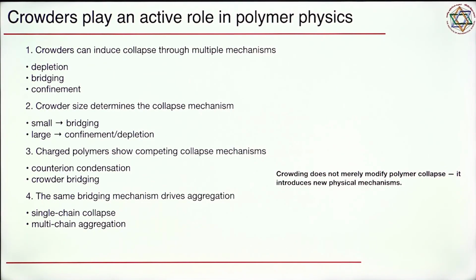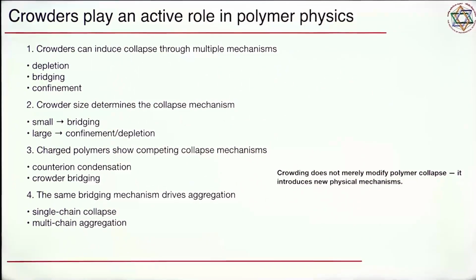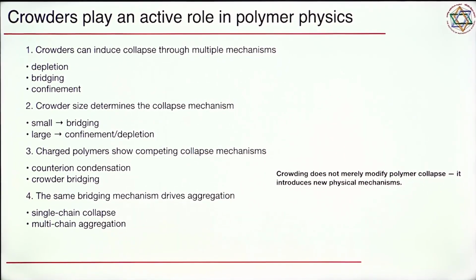Anyway, so the last slide, it's already 5:30. I hope I've been able to convince you that crowders can induce collapse through multiple mechanisms. I have not spoken about confinement, but that's some other time perhaps. You could have depletion-driven collapse, or bridging. The crowder size determines whether the crowder is bridging the polymer, or the polymer is bridging. You can get all this insight, and the same mechanism that drives collapse also drives aggregation of multiple chains.